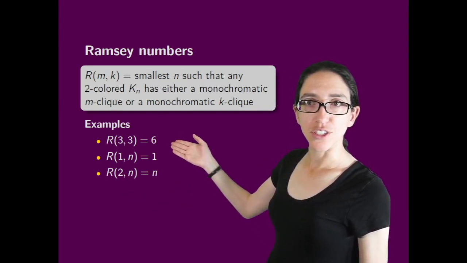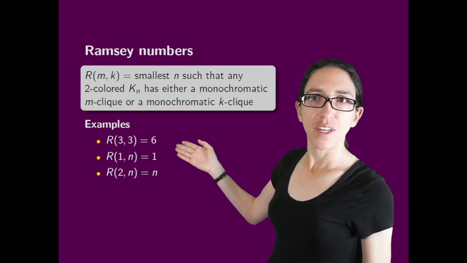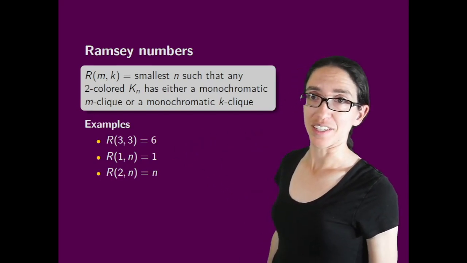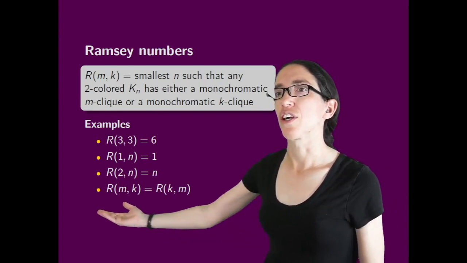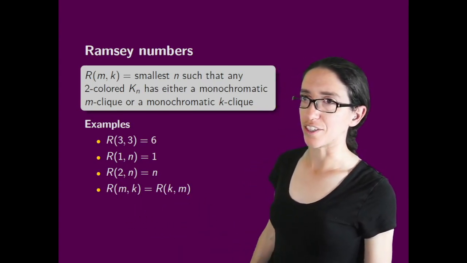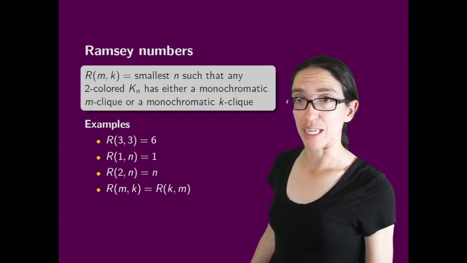Similarly, we haven't actually shown that R(3,3) is not 5, that 6 is actually the minimum. But you can show this in the Now You Try at the end of this video. Finally, we have a symmetry. R(m,k) equals R(k,m), because this just involves switching the colors, and the problem becomes the same thing.